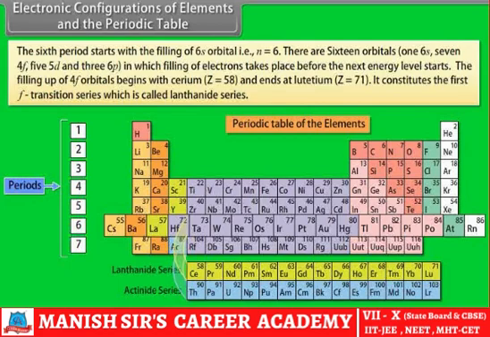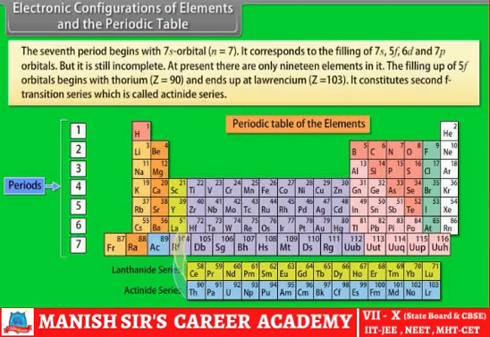The filling up of 4f orbitals begins with cerium, atomic number 58, and ends at lutetium, atomic number 71. It constitutes the first f transition series, which is called the lanthanide series.